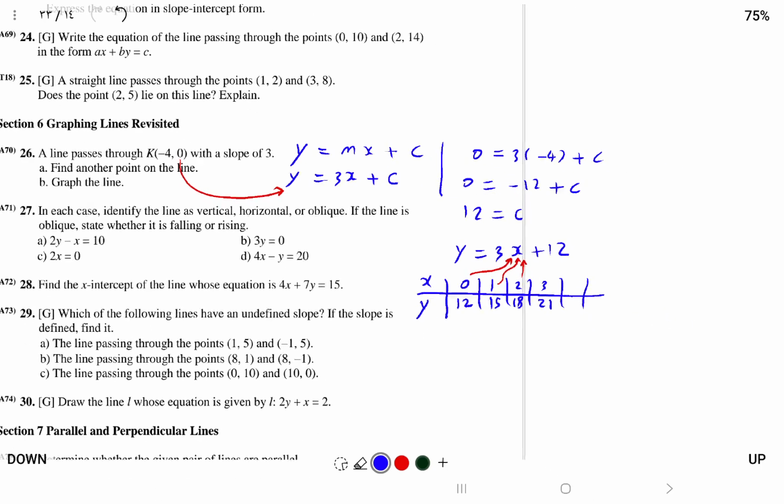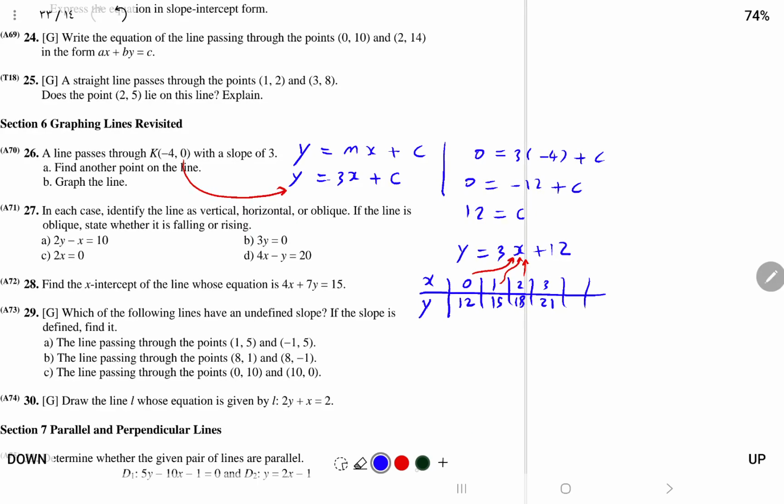Now question B is asking you to graph the line. So to graph it, what do you do? You draw the x-axis and y-axis, like this. And then here you have the points 0, 1, 2, 3. And the points you have go up till 21. So you can move, for example, 3 by 3. So you can move like this.